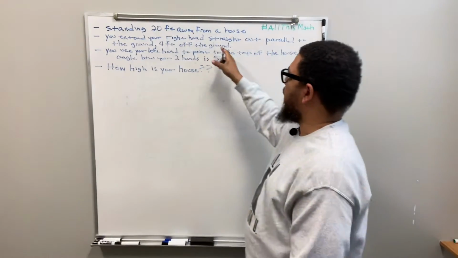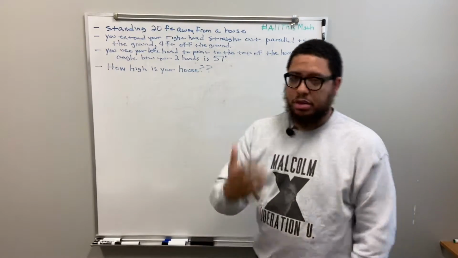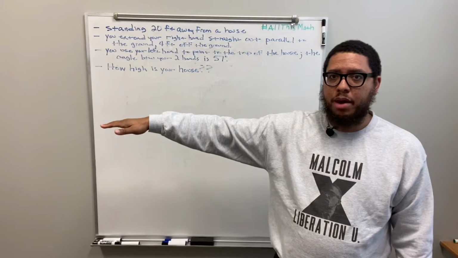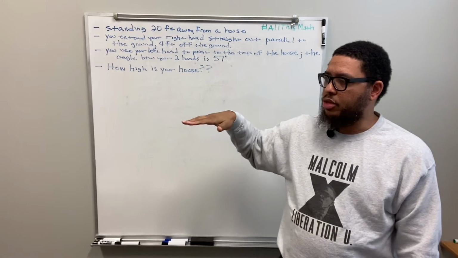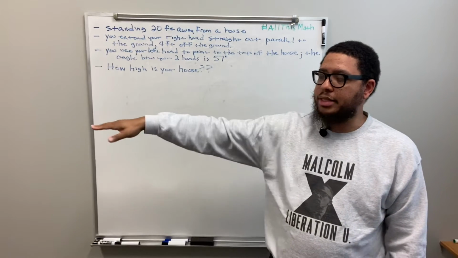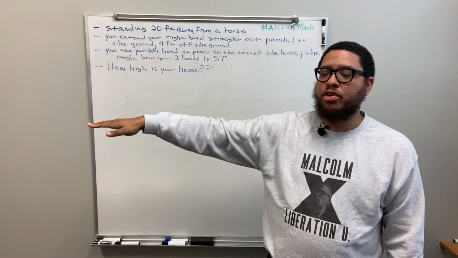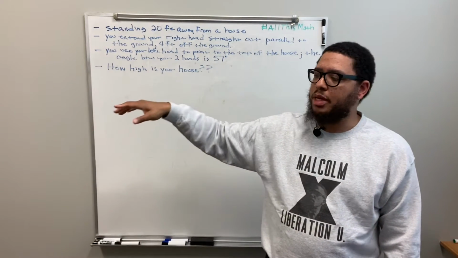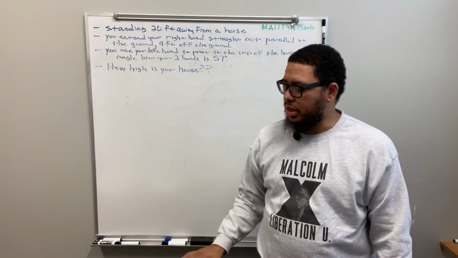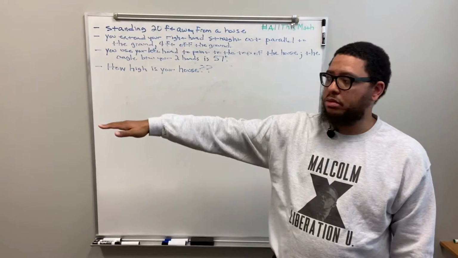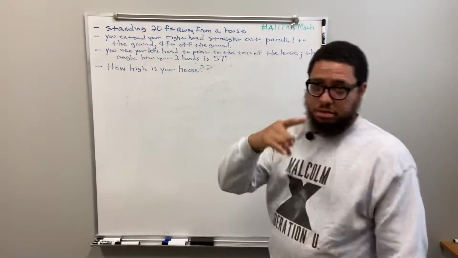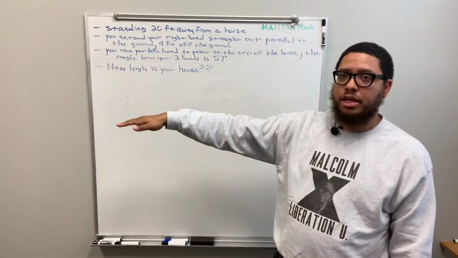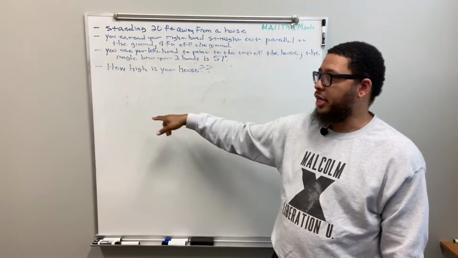Then you extend your right hand straight out parallel to the ground. There's the ground, here's your hand, parallel, right? Meaning if you were to extend a line from your hand, that line would never intersect the ground, because every point on that line would be equidistant from a corresponding point on a line that would represent the ground. They're parallel. And your hand is 4 feet off of the ground. So that means the distance from the ground up to your hand is 4 feet. We're going to show all of this information in our diagram.